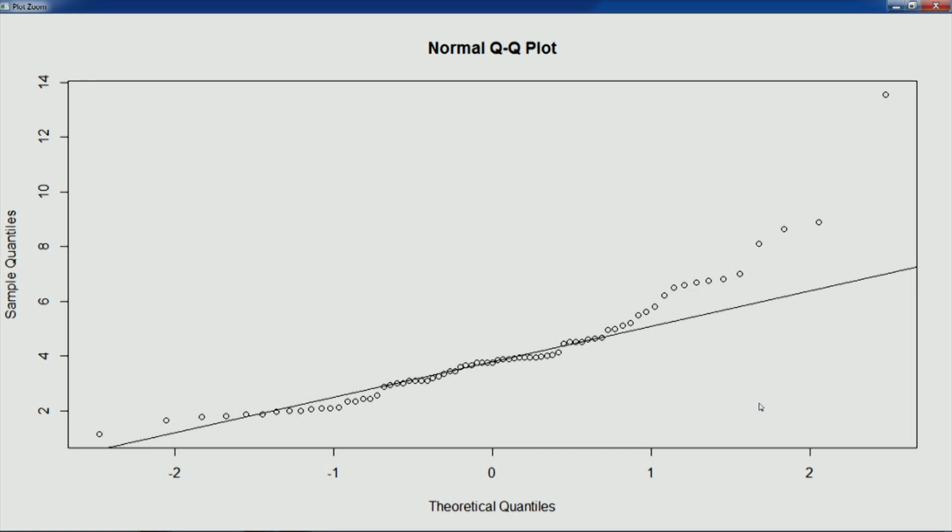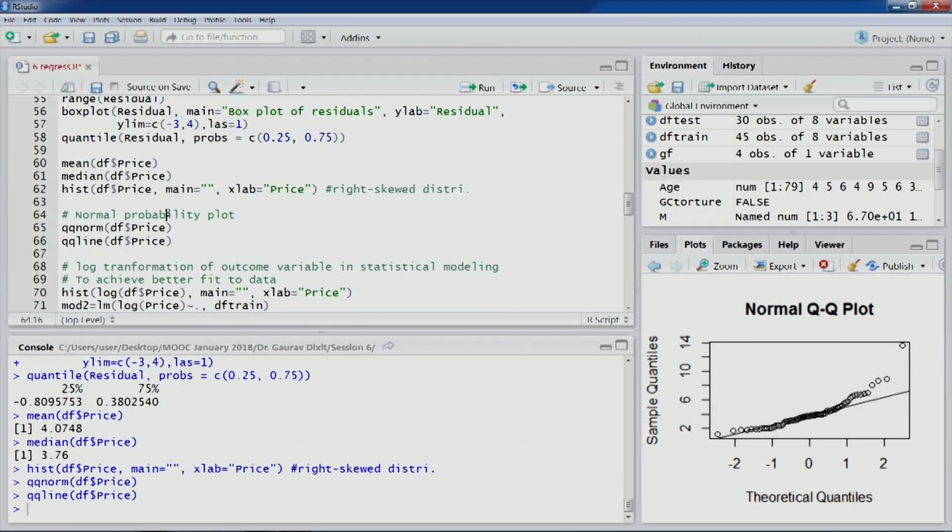For a normal distribution, these points would be distributed along this reference line. If there is some deviation, that indicates skewness in the plot. So as you see, when we talk about the distribution, specifically normal distribution, we are mainly interested in residuals and the outcome variable. In this case, we have checked both.